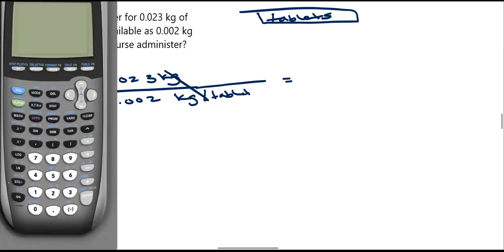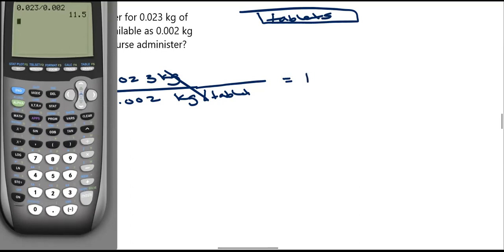Let me turn the calculator on. 0.023 divided by 0.002. I get 11.5 tablets.